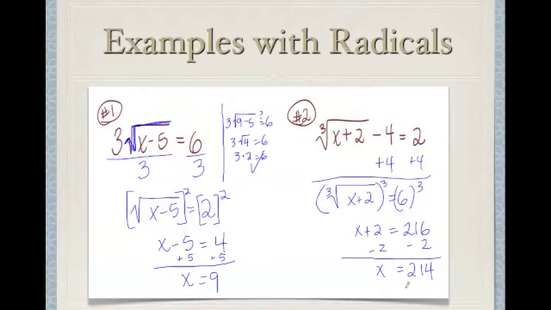Okay, for this problem, I noticed that I had a cube root, and so the inverse operation would be cubing. So that's why the powers of 3 are there. If I check my work, I would have the cube root of 214 plus 2, minus 4. That should equal 2. I get the cube root of 216 minus 4. The cube root of 216 is 6. 6 minus 4 is 2.